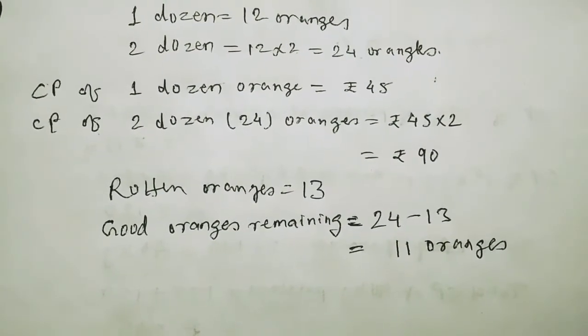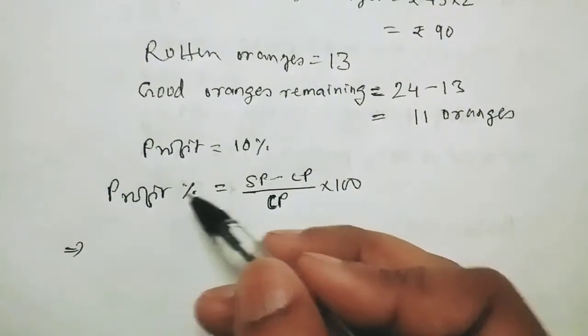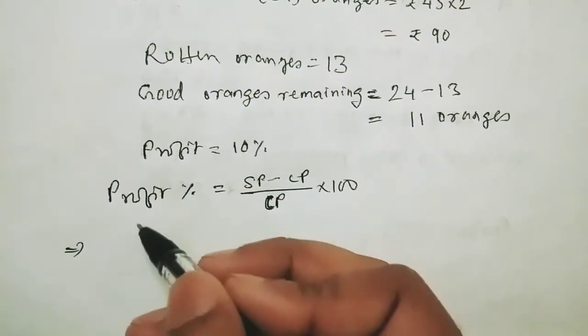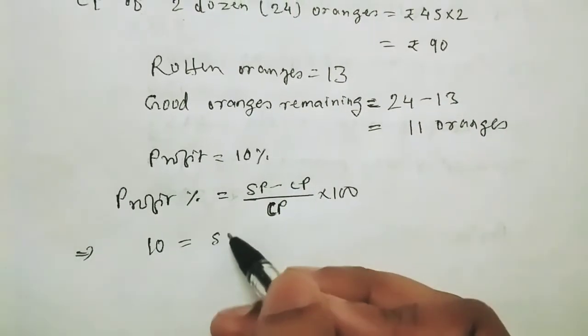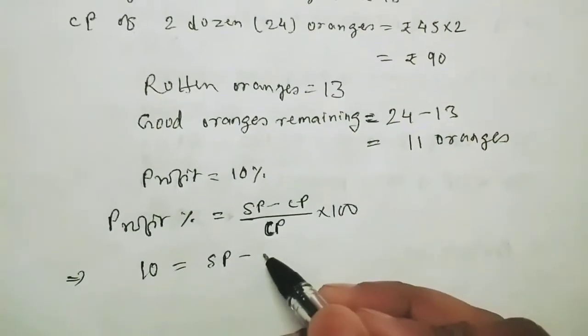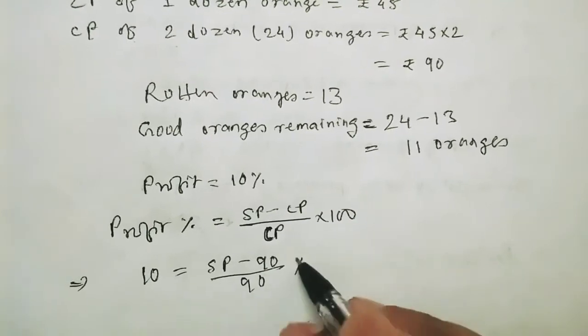Here profit is given as 10%. So profit percent equals (SP minus CP) by CP into 100. Always you have to write the formula. So write down the values here. 10%, then SP you have to find out, minus CP, which is 90 rupees, by 90 into 100.